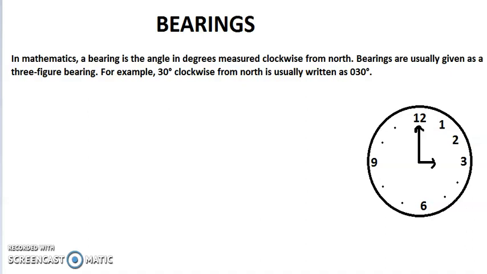Now, what are bearings? In general, from the mathematics point of view, a bearing is the angle in degrees measured clockwise. This is very important, it's clockwise. From north, bearings are usually given as a three-figure bearing. For example, 30 degrees clockwise from north is usually written as 030. So you can never have a two-digit bearing, it will always have three digits. If there are only two digits, you will always add a 0 before them.